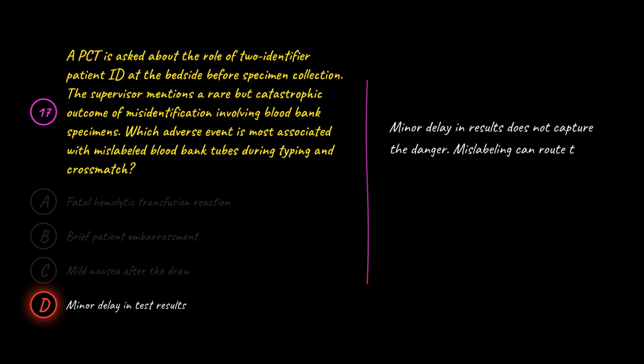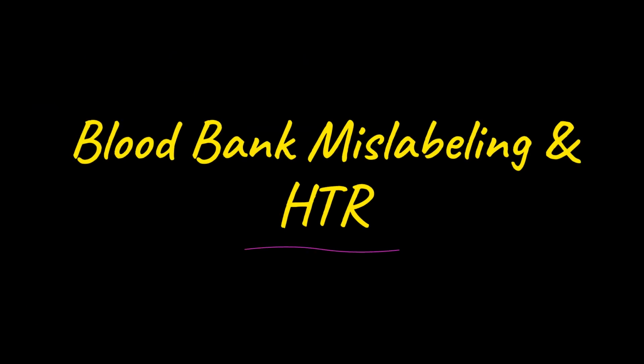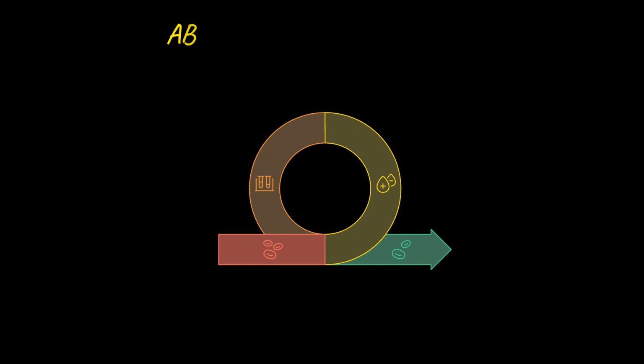Mislabeling can route the wrong specimen to typing, leading to wrong type transfusion later, which is a serious patient safety event rather than a minor inconvenience. When a blood bank specimen is mislabeled, the error doesn't cause harm at the draw. It travels invisibly through the laboratory system and strikes the patient at the bedside during transfusion.